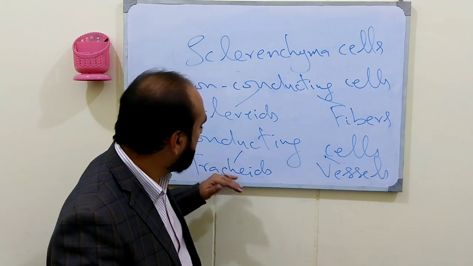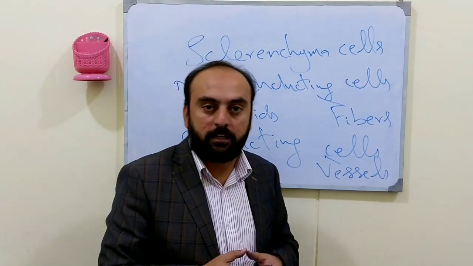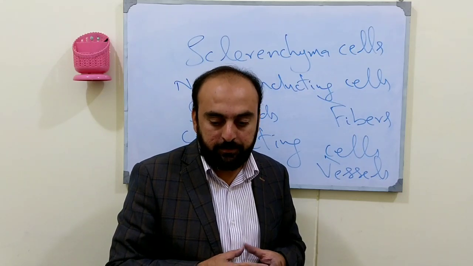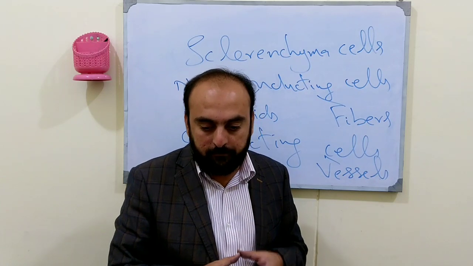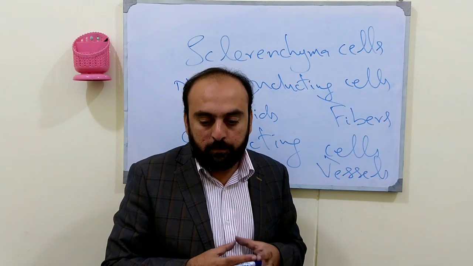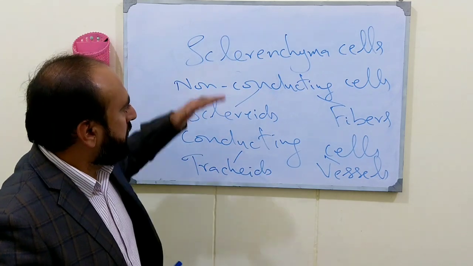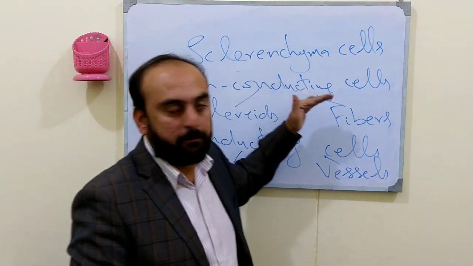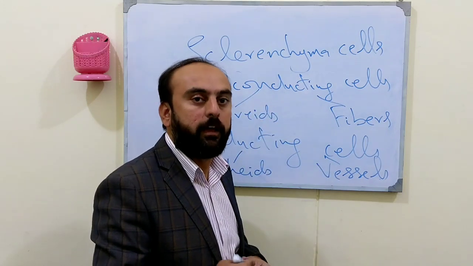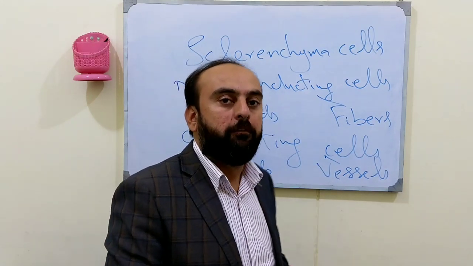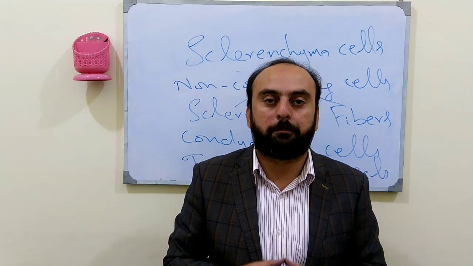Tracheids are found in all vascular plants, whereas vessels are found in angiosperms, or the plants that have flowers and produce seeds enclosed within a carpel. So sclerenchyma cells are mostly dead at maturity, and they give structural support to the plant, as well as they are responsible for transport of water and minerals throughout the plant.